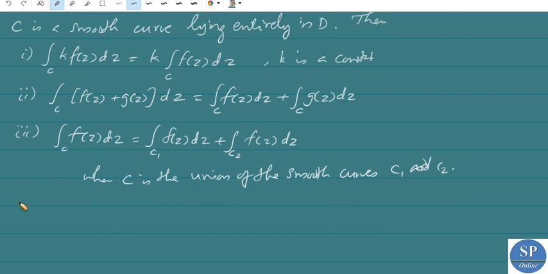Now, the fourth property is that the integral over minus C of f of z dz is nothing but minus the integral over C of f of z dz, where minus C denotes the curve having the opposite direction of C. These are the four properties of the contour integrals.